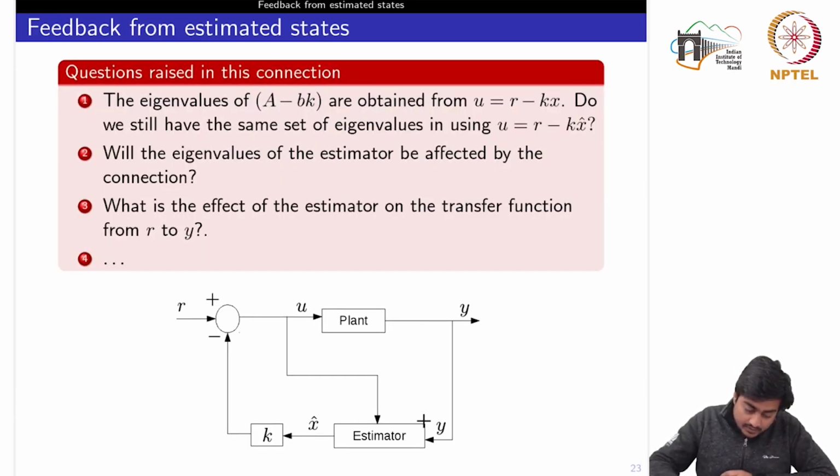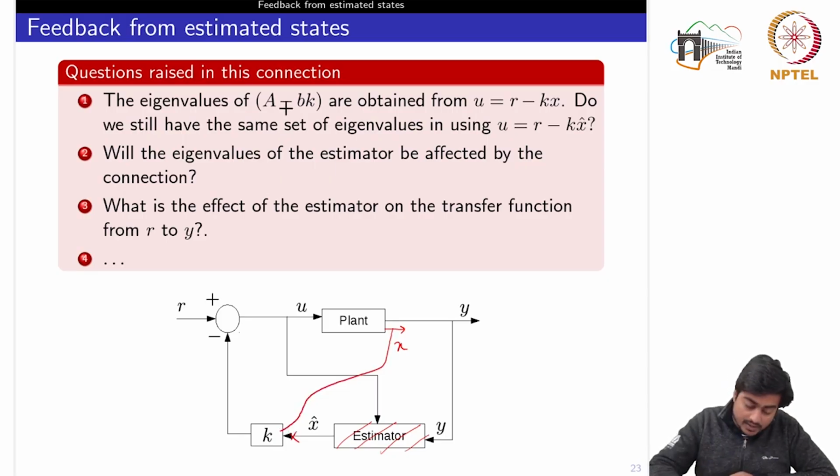After seeing this connection, there are some questions which arise naturally. The first one is that the eigenvalues of this A minus BK, which we obtained after applying only the state feedback, are obtained from this one. So do we still have the same set of eigenvalues in using u is equal to r minus K x hat? This question basically implies, let's say for example, if we do not have this estimator, and we have direct measurement of x, and instead of using this x hat, we are taking this one.